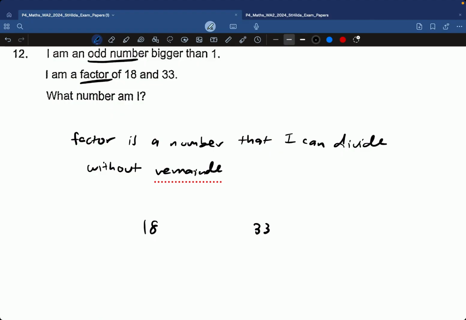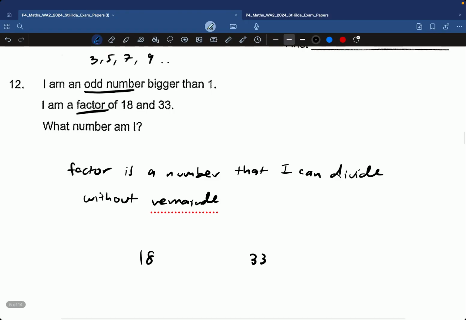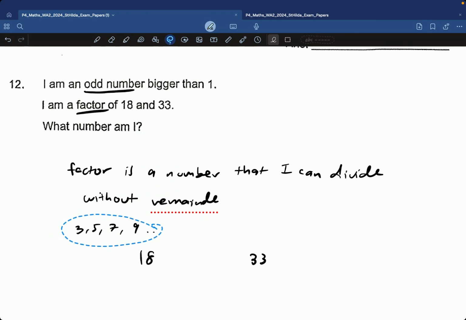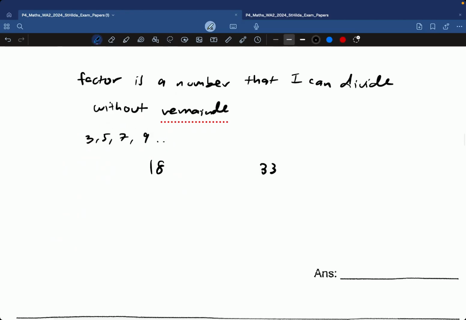Okay, so for 18, we know what the odd numbers are in this case, which is 3, 5, 7, 9. I'm going to put it here. We know it's an odd number. So let's start with the first odd number, which is 3. What times 3 will make 18? So 3 times 6. How about 33?